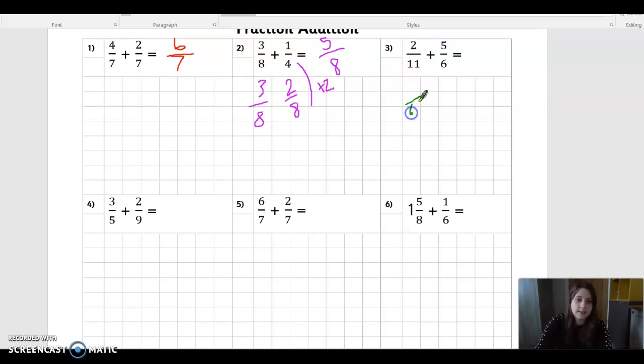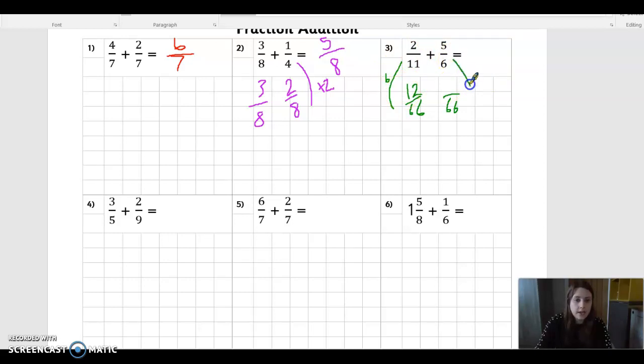So if we say we're aiming to get them both into 66, which is a big number. Now, what do I times 11 by to get 66? I times it by 6, okay? So 11 times 6 is 66. And so the top of my fraction becomes 12 because 2 times 6 gives me 12. So I've converted that one.